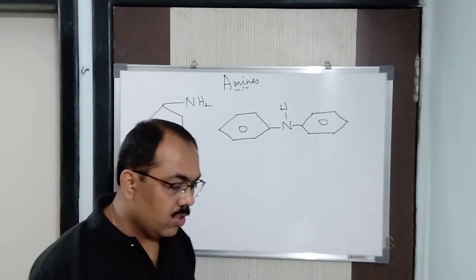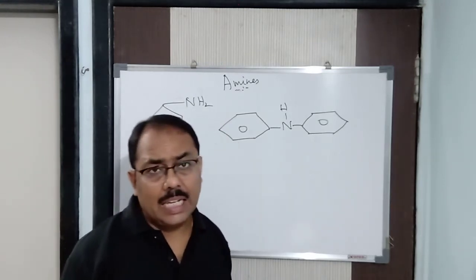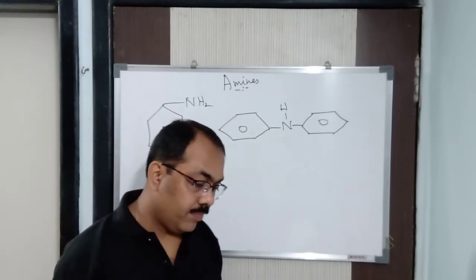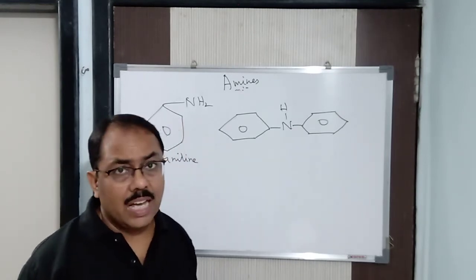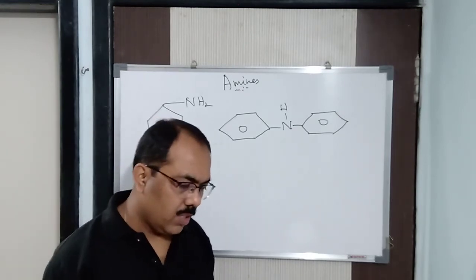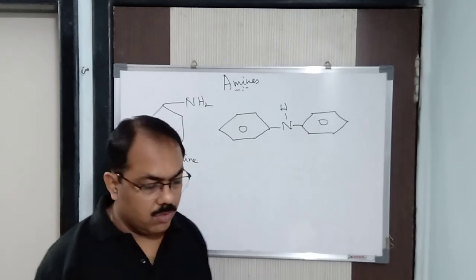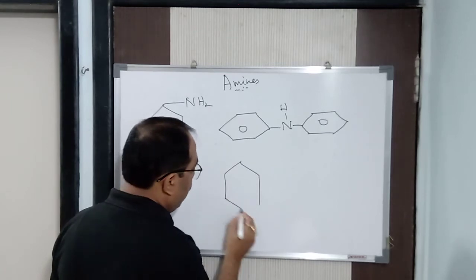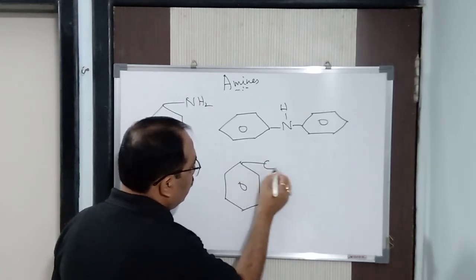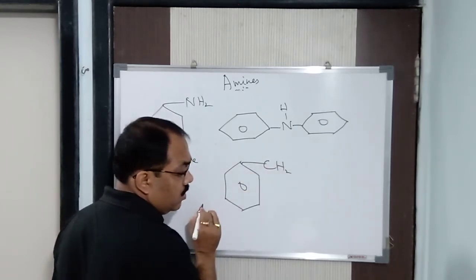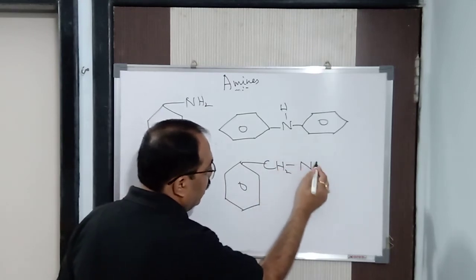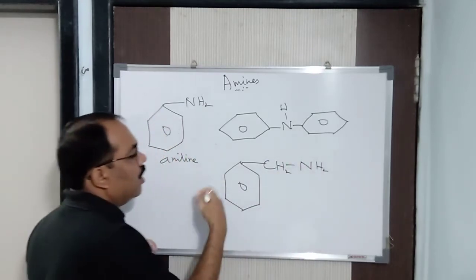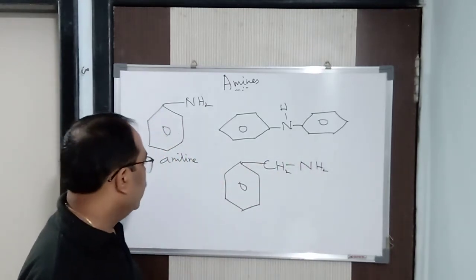Similarly, we also have alkyl aryl amines, or we can also say aryl alkyl amines. What do you mean by aryl alkyl amines? Now see, this is your aryl group. Suppose we have an alkyl group attached to it. So this is called aryl alkyl, and this is your amine. So aryl alkyl amine, so to say.